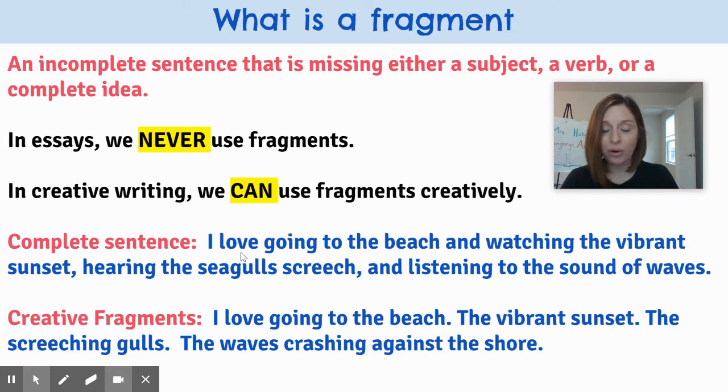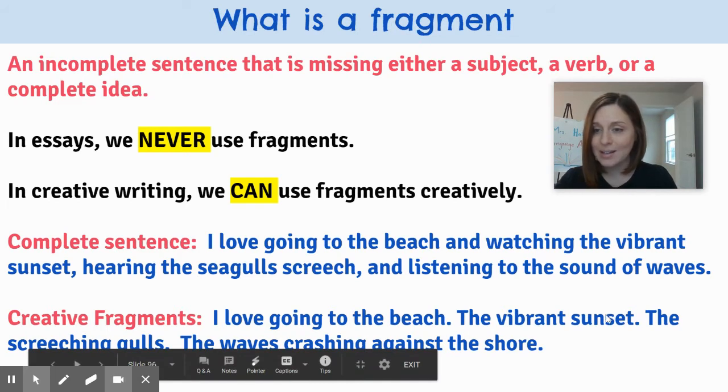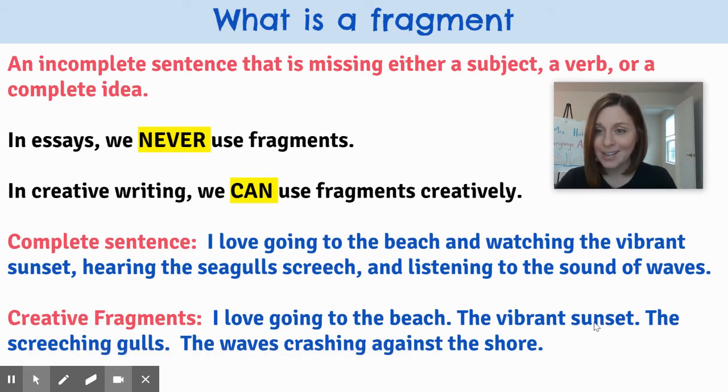Now, to be a little more creative, we're going to change it so it has three sentence fragments or incomplete sentences as a part of it. I love going to the beach, the vibrant sunset, the screeching gulls, the waves crashing against the shore. Now, the vibrant sunset, that's not a sentence. There's no verb in there. It's really just the subject, that's it. But that's a creative way of using a fragment.